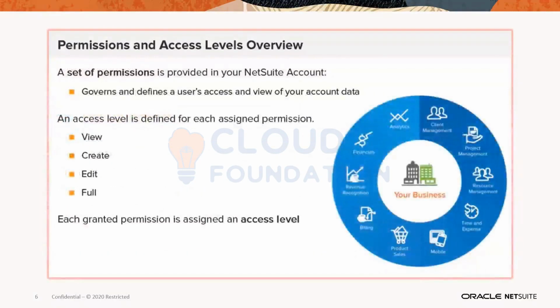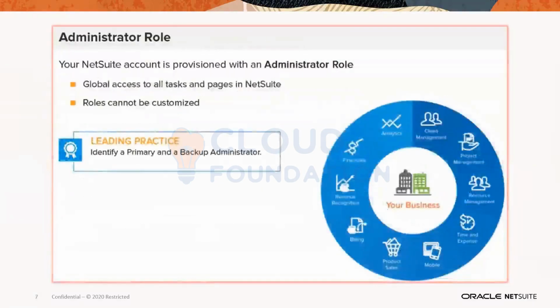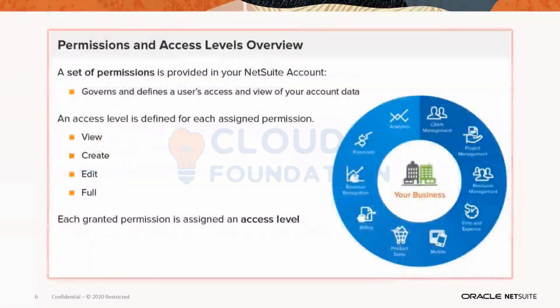So if you remember, these are the 4 levels that we spoke about yesterday: view, create, edit and full. So you know what each one of these are. View is view only. Create is view and create. Edit is create, view and edit. Full is create, view, edit and delete.